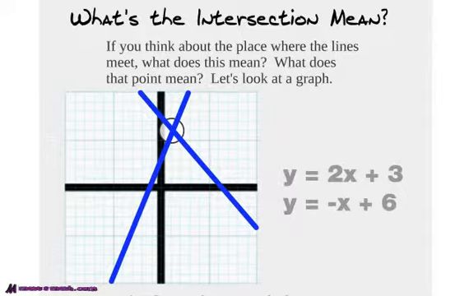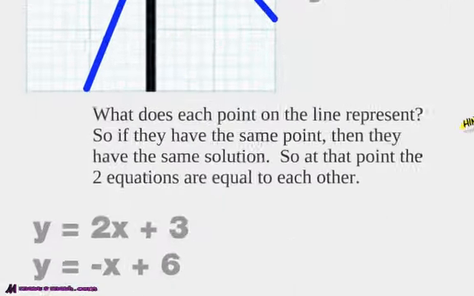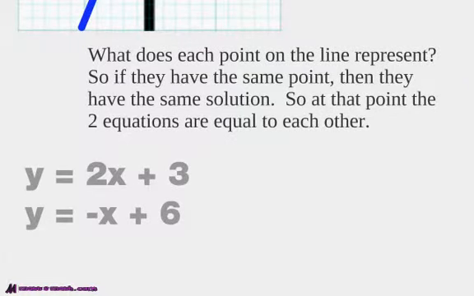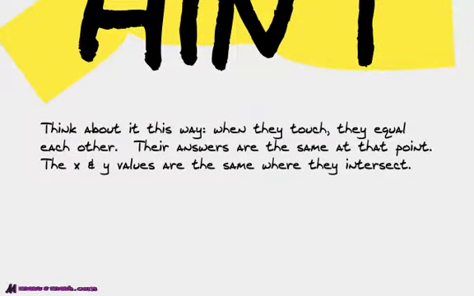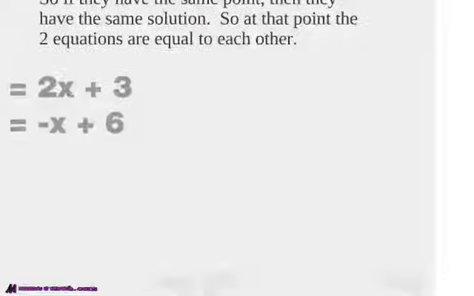Well, that's the solution, right? At that point, the two equations actually equal each other. They're actually the same thing, right? At that point, they have the same point, same solution, and the two equations are equal to each other. So what could we do to solve it? Well, when they touch, they actually equal each other. Their answers are the same in x and y values. You plug the x and y values in, and you get the same answer, right? So what does it mean?